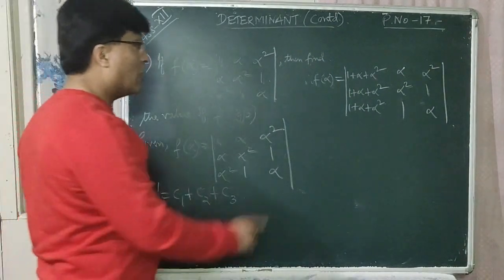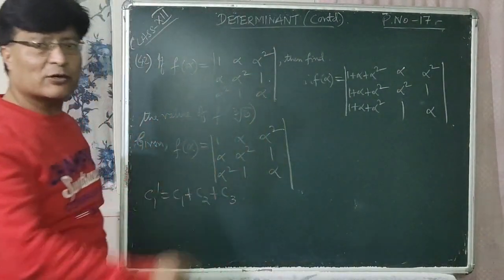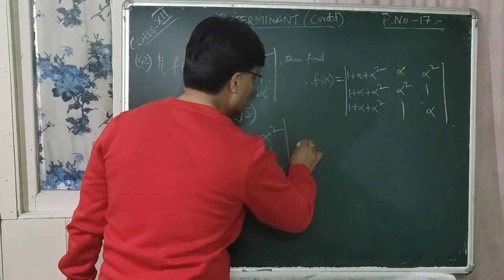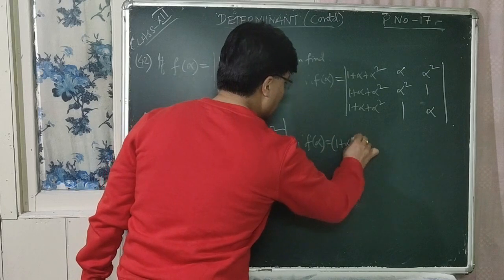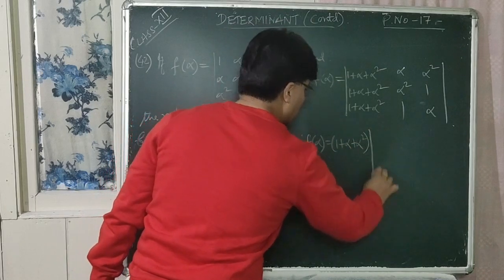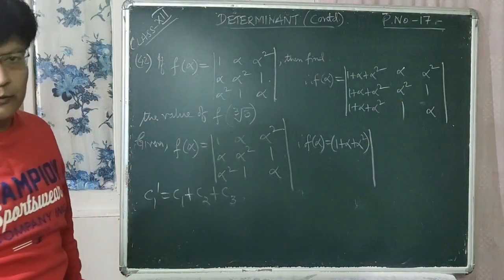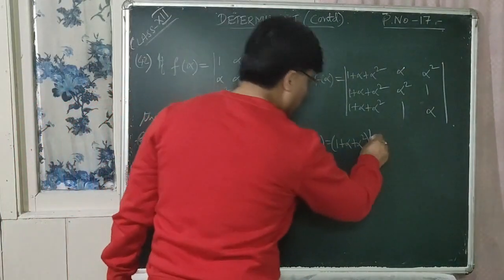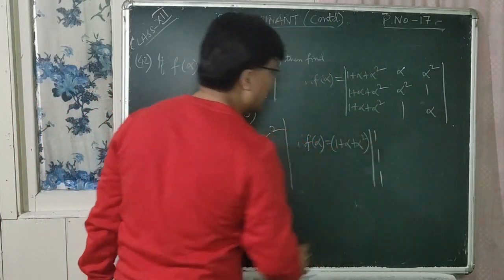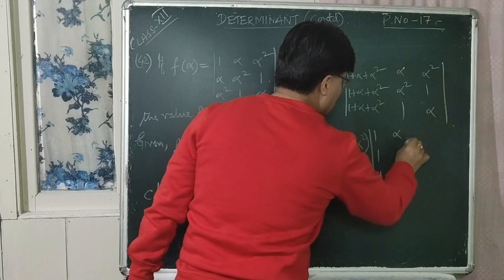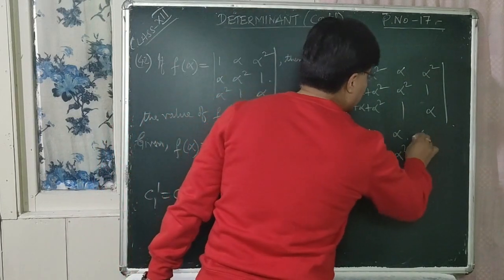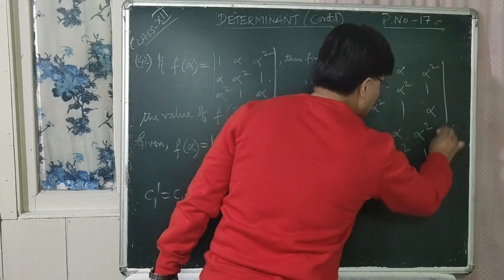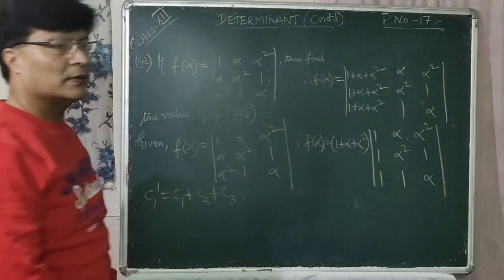Okay. Now what will you do in the next step? You can take common here. So what is common out here? So therefore f of alpha is equal to, within bracket, 1 plus alpha square. So this is taken common, right? So what is the first column? 1 1 1. Next, second column remains same. Third column also remains same. Alpha square 1, and this is alpha. Is that clear?